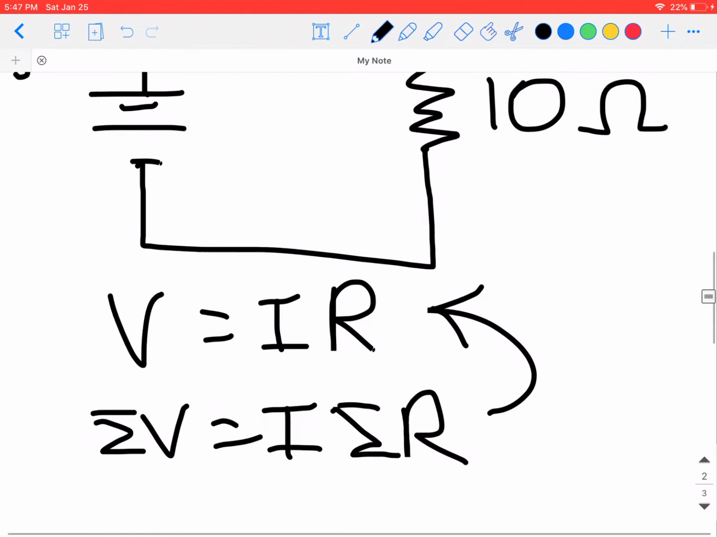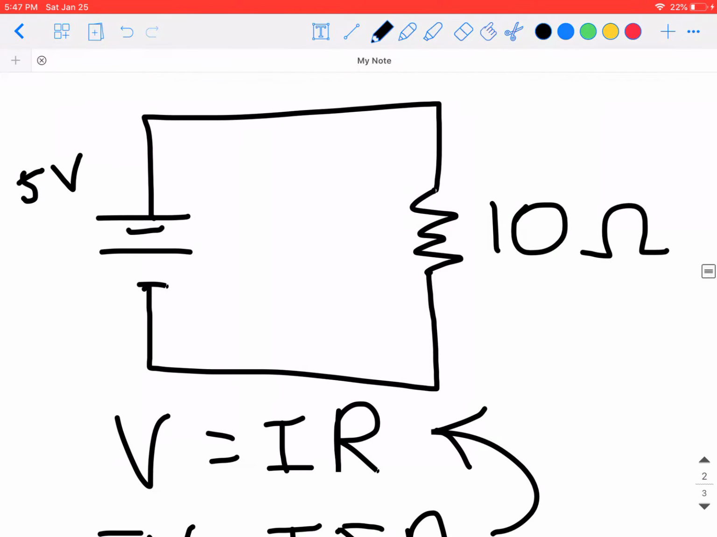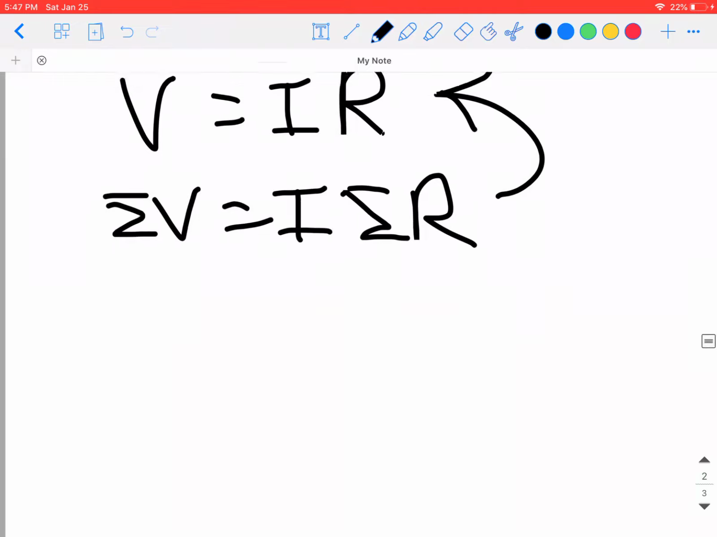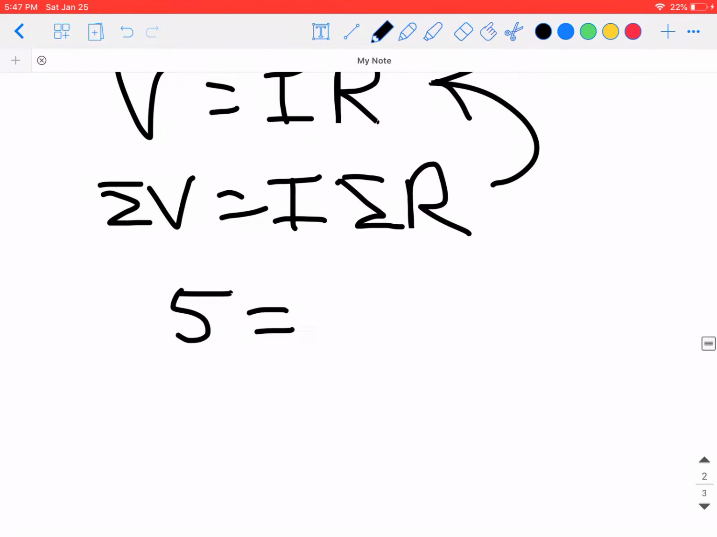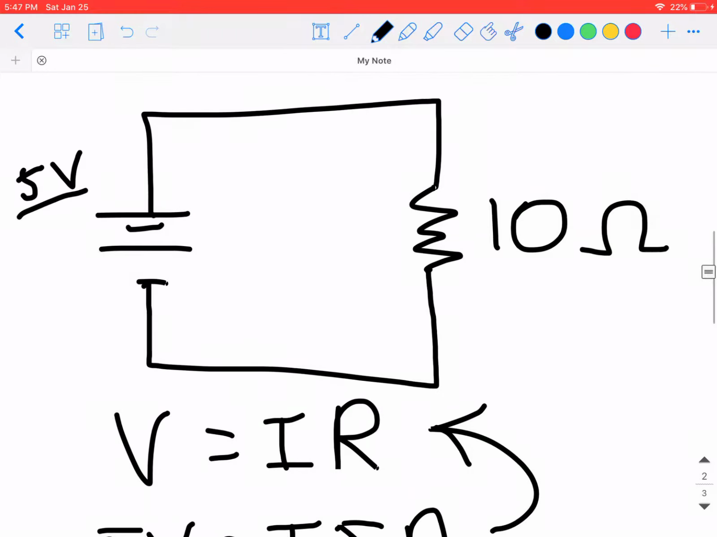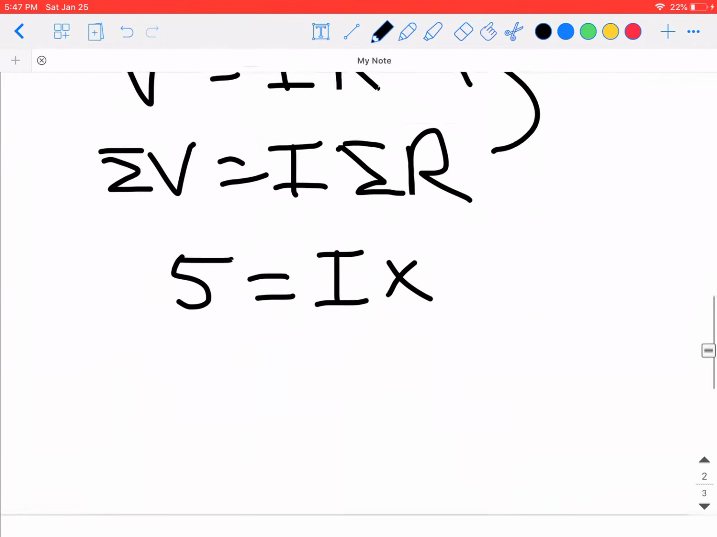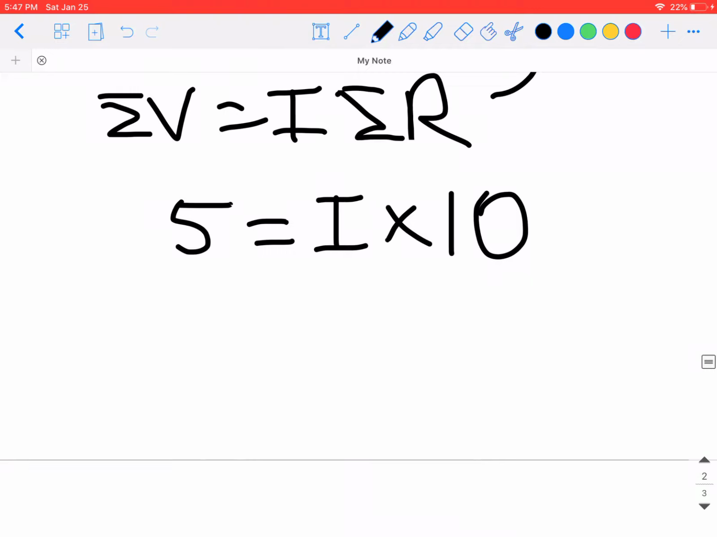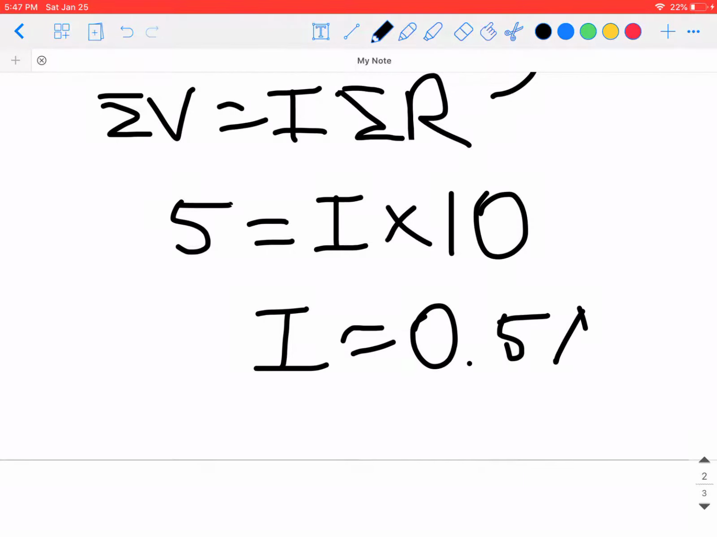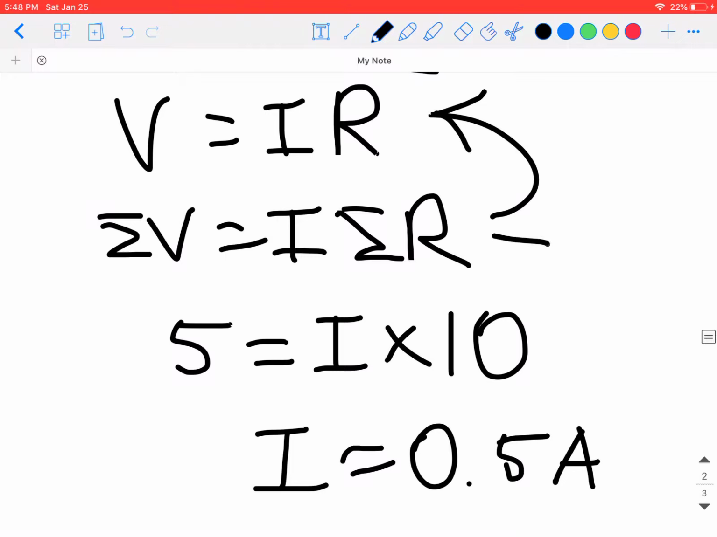But to jump right in, we'll just plug in some things. So we have the 5 volts right there. So 5 is equal to, we don't know what the current is, but we know that R right there is 10. So we plug that in, and we get that the current is 0.5 amperes, or amps. And that's just the unit of current. Of course, the unit of resistance is just ohm, and the unit of voltage is just volts.